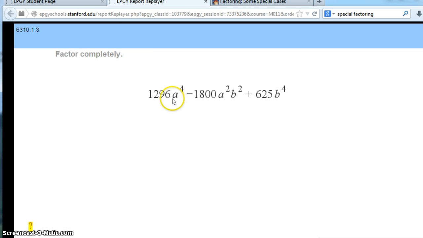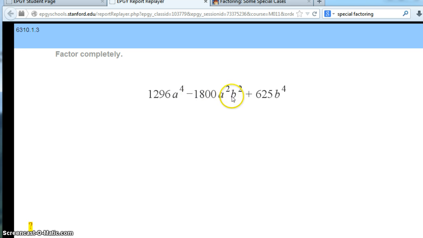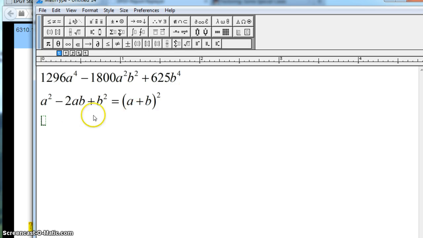Okay, so let's get back to this question. I know this doesn't look like the special factoring. We see squareds here and 2ab, and there's a squared, b squared here. But essentially, it's the same thing, right? We're going to try to fit this into this formula. So how do we do it?